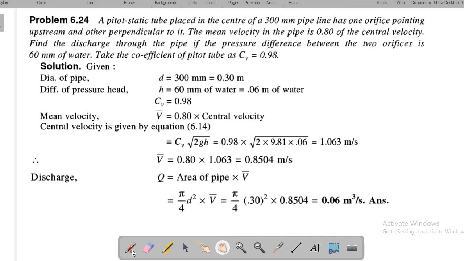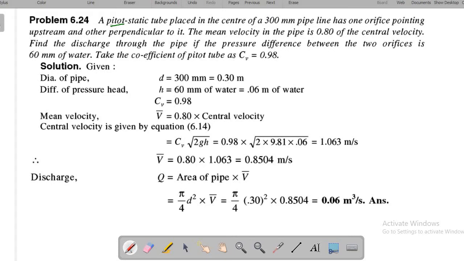Hello everyone. Today we are dealing with the next kind of appliance, that is the application of Bernoulli's principle, that is a pitot tube. So a pitot tube is a device which works on the same Bernoulli's principle. So let us see the problems based on that.